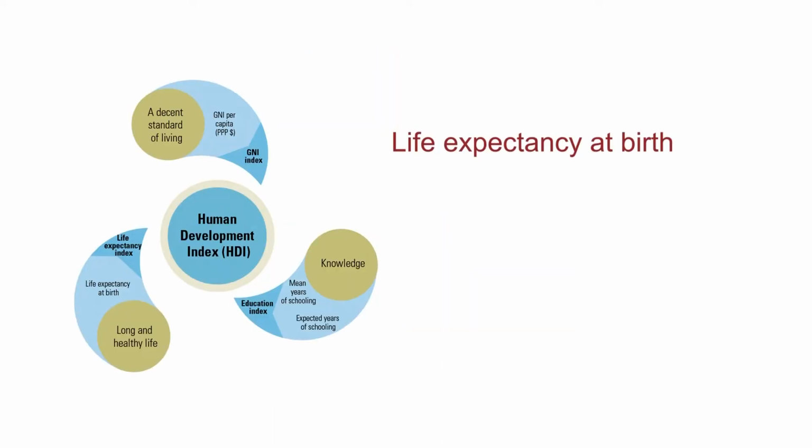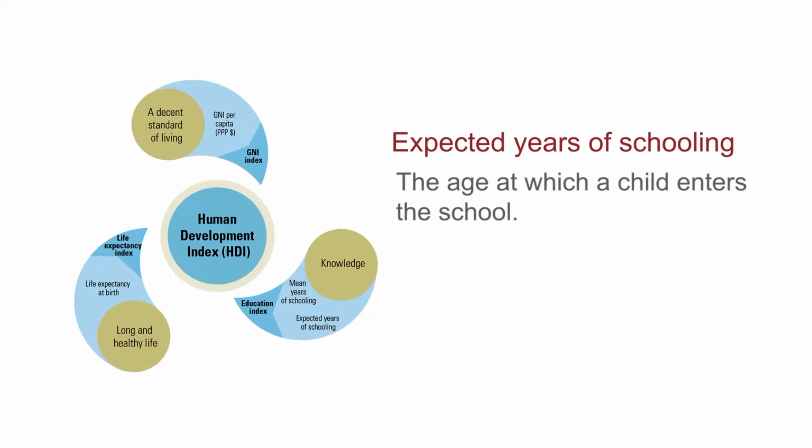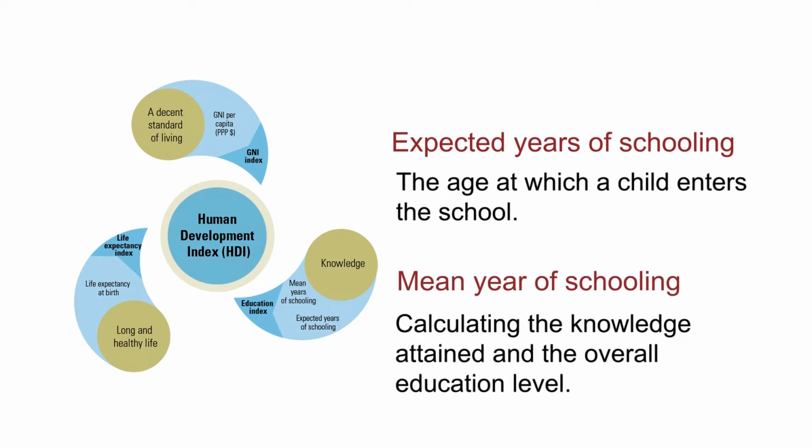Life expectancy at birth is the average number of years that a newborn is expected to live in light of the current mortality level of a population. It summarizes the mortality trend over all age groups, as the value of one additional year of anyone's life is the reduction in per capita income which is required to keep the HDI constant. Expected years of schooling identifies the age at which a child enters school, and the mean years of schooling helps in calculating the knowledge attained and the overall education level.